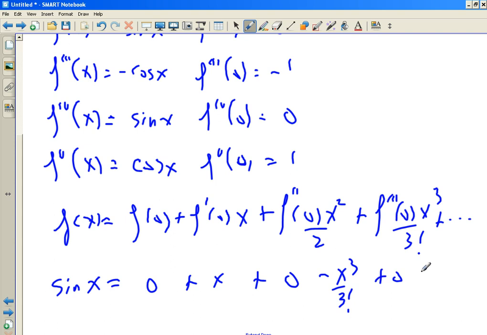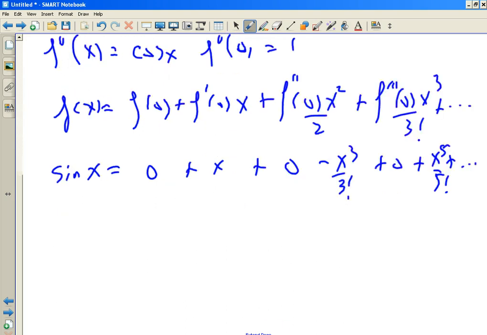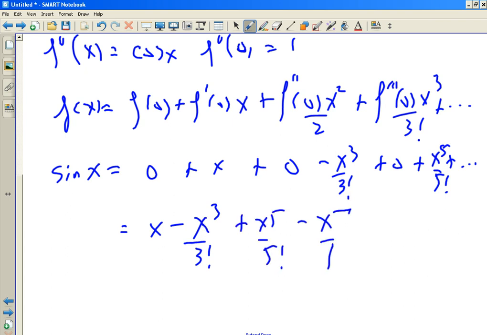What do you think the next one's going to be? X to the 5th. The evens are dropping over 5 factorial plus 0 plus, what's the next one? And it's going to be negative, right? Because it's changing sign? Okay. So, okay, you get the pattern, don't you? Let's condense this a little bit. X minus x cubed over 3 factorial plus x to the 5th over 5 factorial minus x to the 7th over 7 factorial. I can't write today.